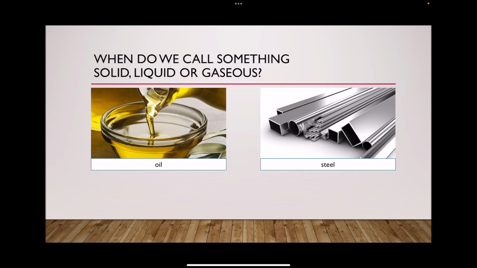So when do we call something solid, liquid or gaseous? This question is not as easy as one could think. If we look at the picture of oil here on the top left-hand corner, we all can see that oil is a liquid. We could instantly tell. As well, we could instantly tell that steel is a solid. But why do we know that oil is liquid and steel is a solid?